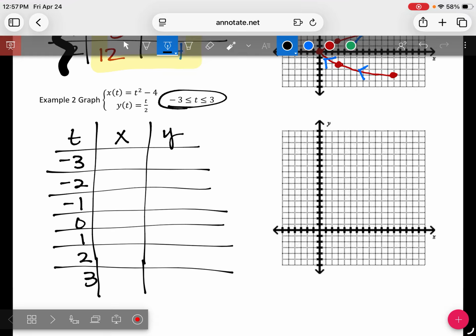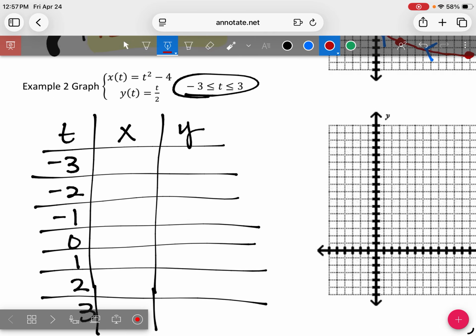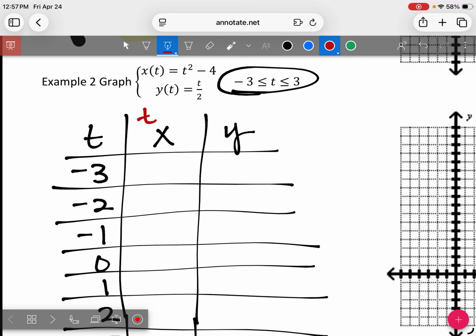To find my X, we have to take our T, square it, and then subtract 4. So I think we could do this, y'all. Let's do it. -3 squared is +9. 9 minus 4 is 5. That would be my first number.